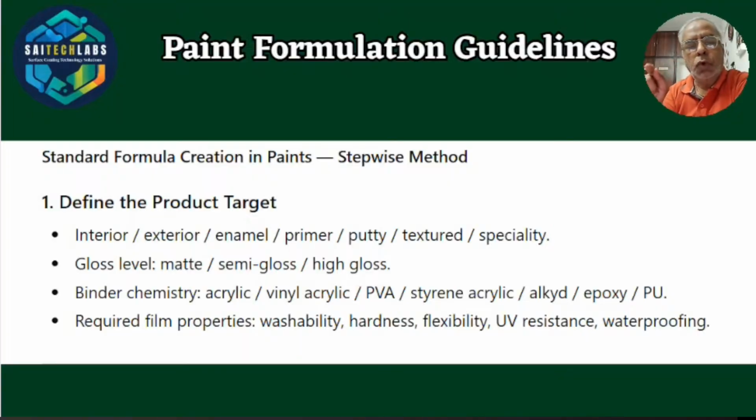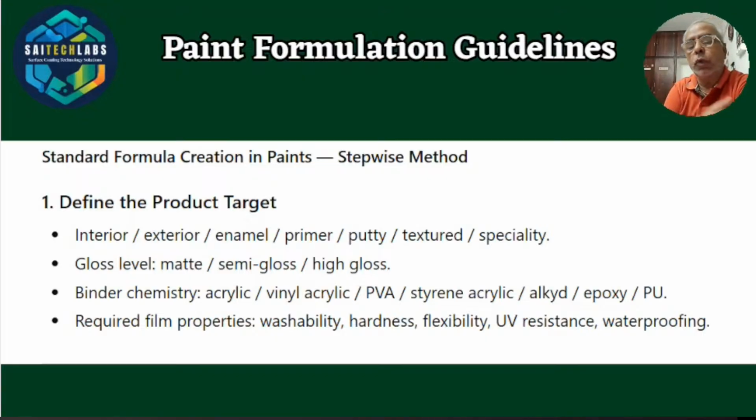So now we have four types of gloss levels: matte, eggshell, semi-glossy, and then high glossy. Some people go even for dead matte. So that is a different case. Now let me go to the next stage, that is the chemistry behind that.